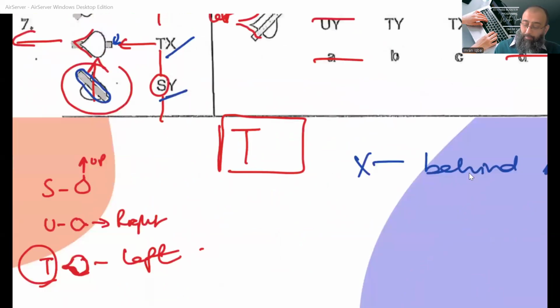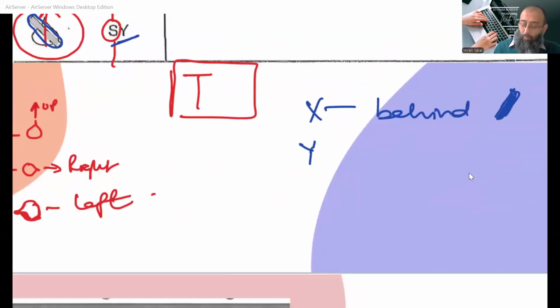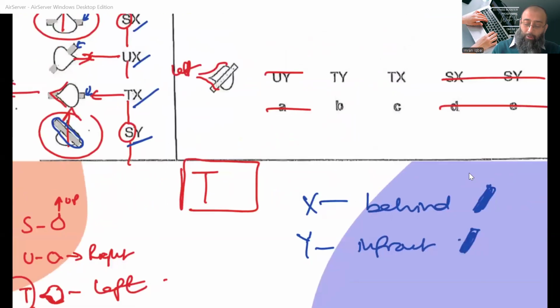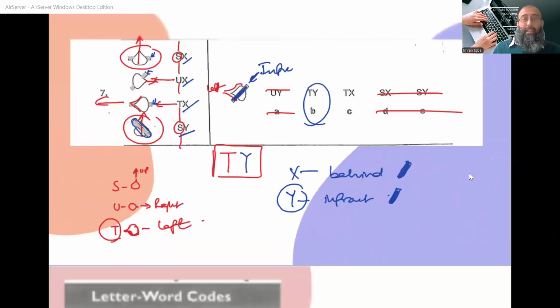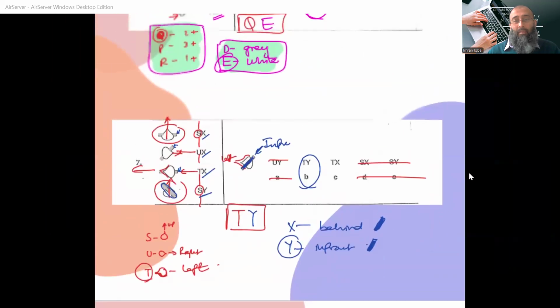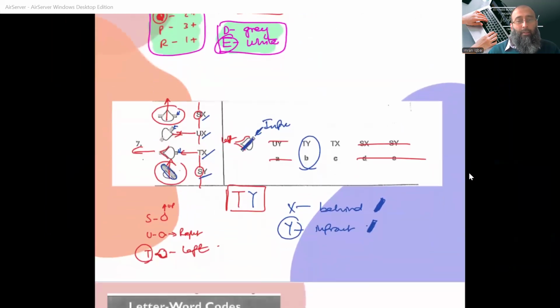In that case, the Y has the strip in front of the droplet. There you go, Y is the little strip in front. And in our question here, the gray part is in front. So if it's in front, we have to choose the Y. So we have to choose TY, and we have finished. It's all in the coding.